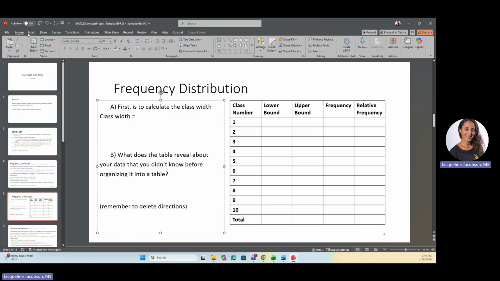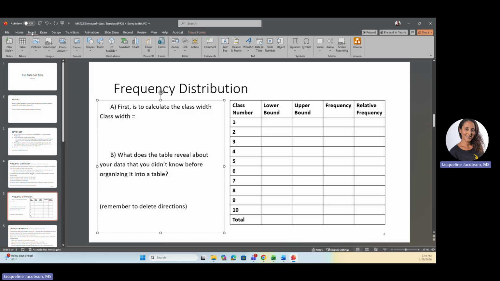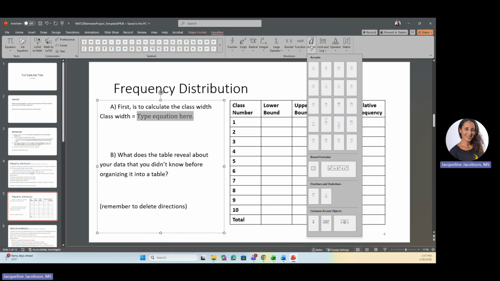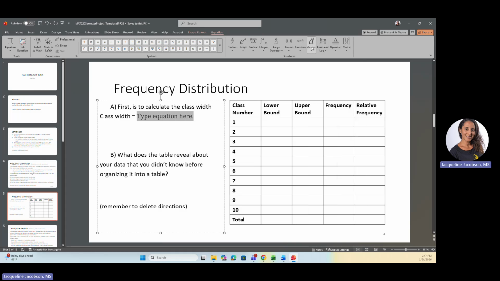You see up here it says insert. I'm going to click insert at the top, and then I'm going to go to this pi symbol, which is equation. And when I click that, you'll see that a bunch of math stuff pops up. You could do fractions, exponents, square roots, all kinds of stuff on here. One of the things that you might want to use is the accent when we get to X bar, sample mean. I'll show you how to do that when we get there.